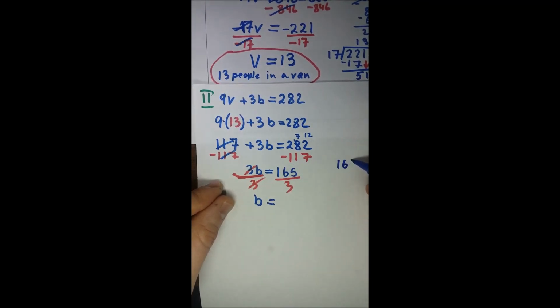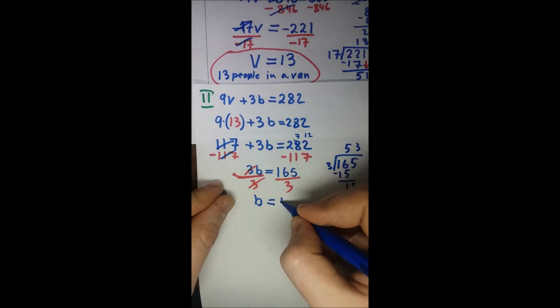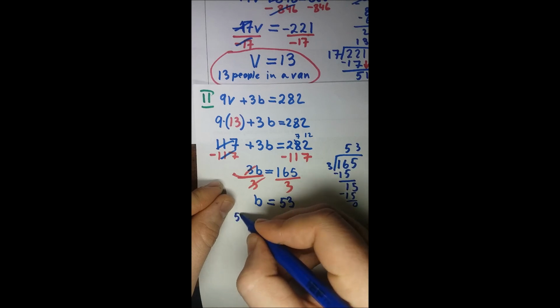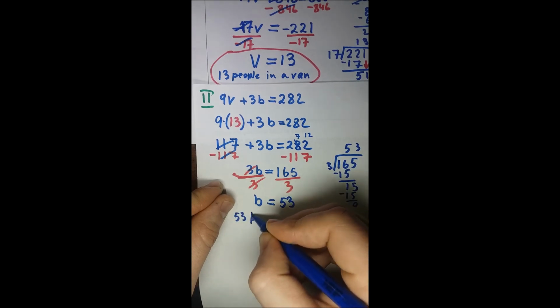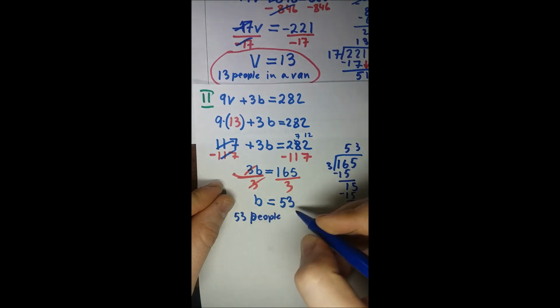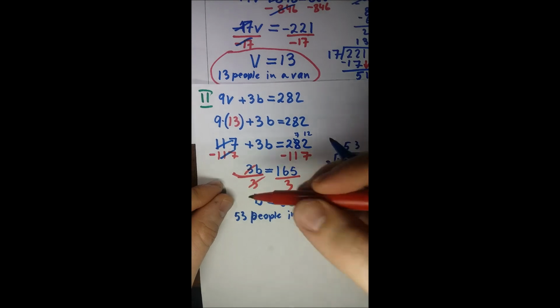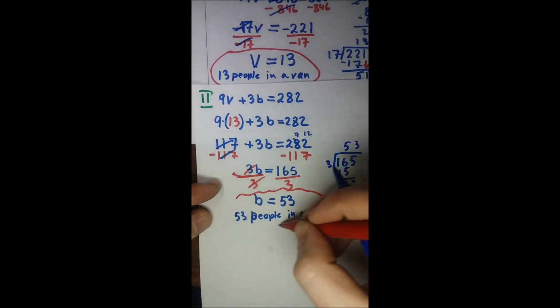So I'm going to show you how to do it. 165 divided by 3. How many times does 3 go into 16? 5 times, minus 15. The answer is 1. Again, 15. How many times does 3 go into 15? 3 times. Minus 15. The answer is 0. Remainder is 0. So 53 people in the bus. Okay, so we can say 53 people in a bus. That's the second portion of my answer.